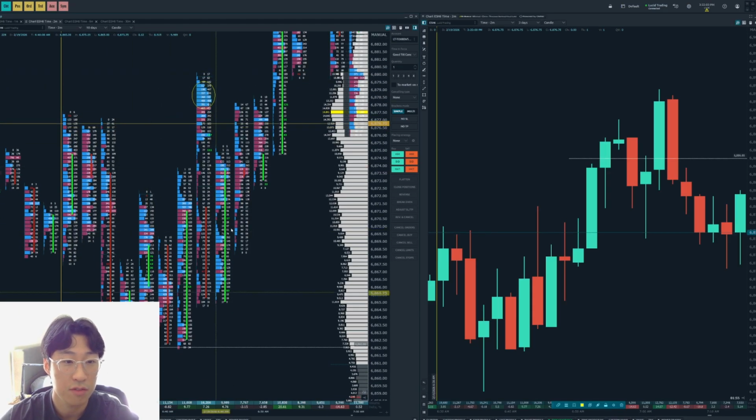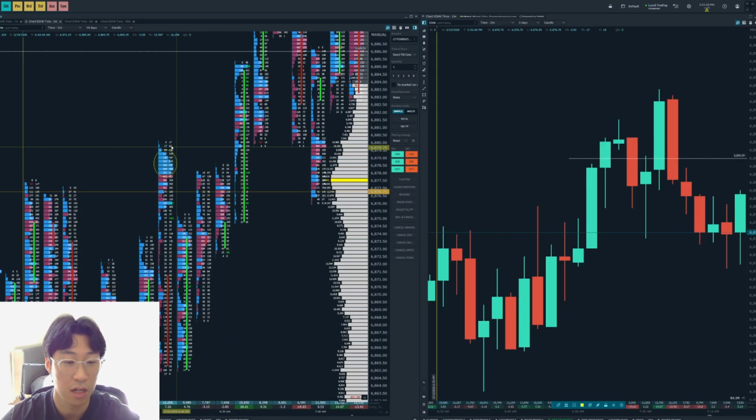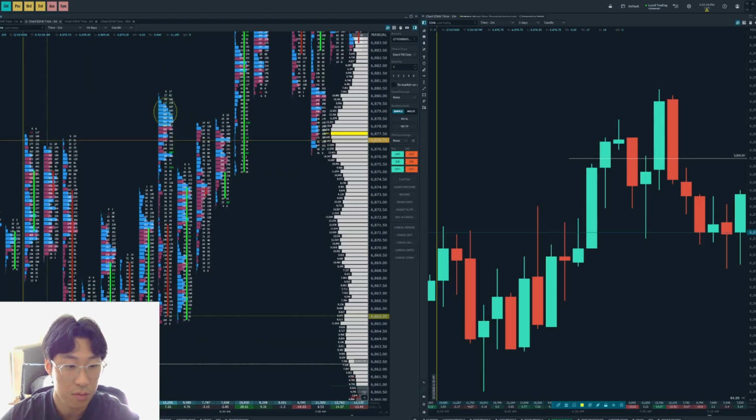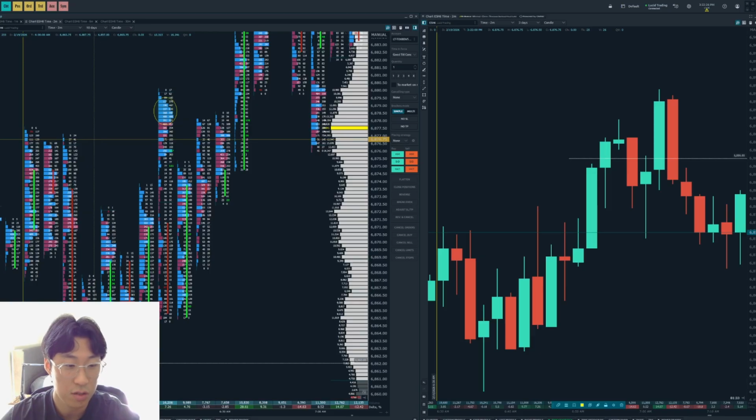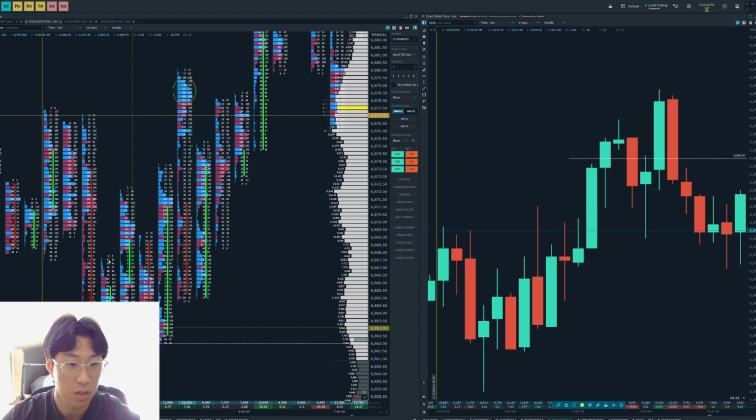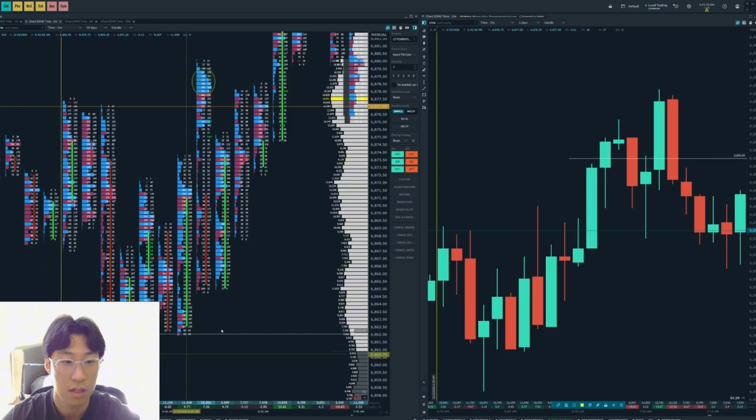Price was kind of range bound here, but something I did notice was these high-volume attempts to push higher, but price was unable to. We had buyers come in here, attempt to push higher, and we just got absorbed. Again, here we have 16,000 lots, an increase in volume, but no real move to the upside.